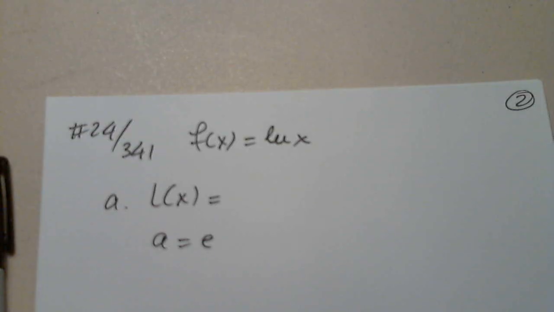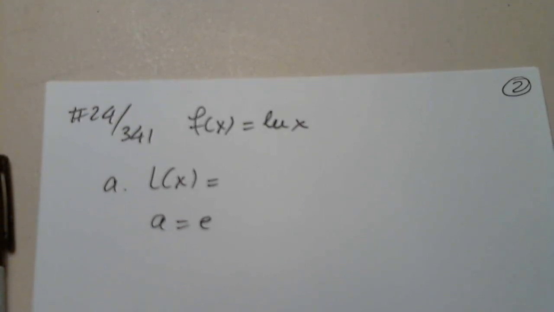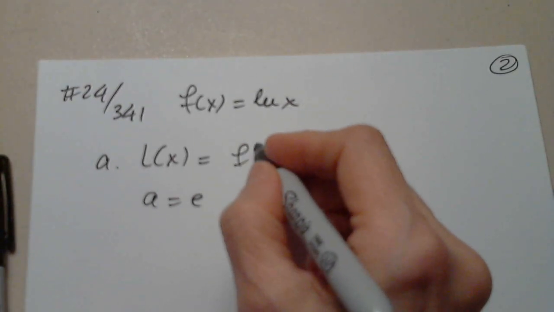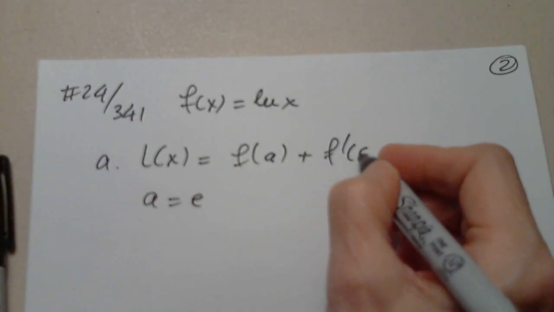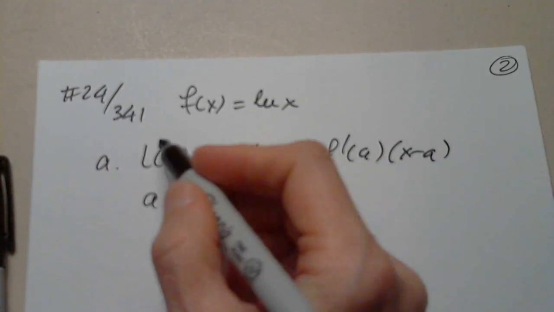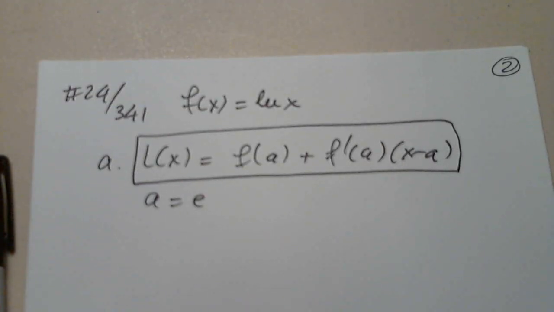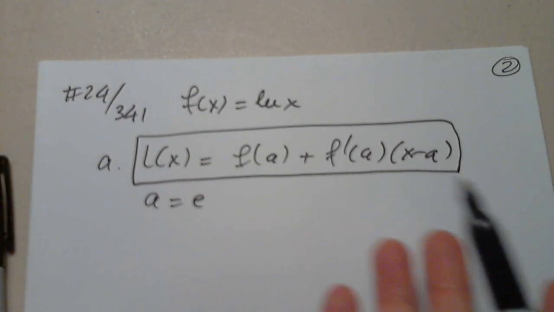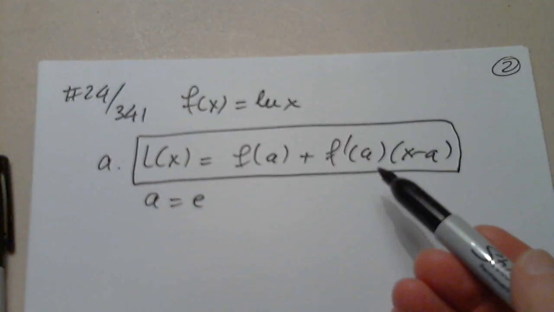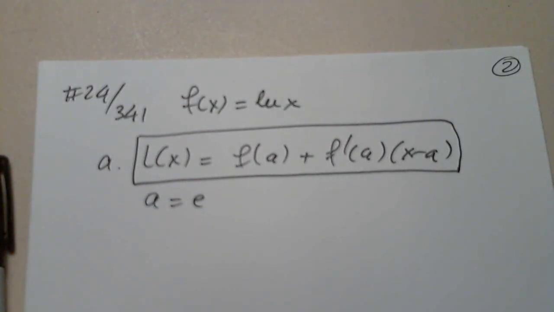Again, I have to remember the formula. The formula is f of a plus f prime of a times x minus a. This is carved in stone. This is the formula. All I have to do is plug it in. Find f prime, plug in, plug in, plug in. That's it.